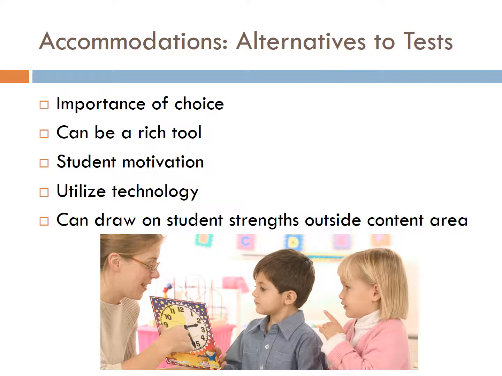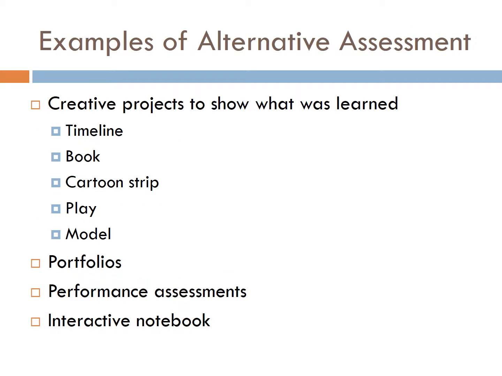It's important to consider alternatives to testing, and the IEP might allow this. So it can be a rich tool, especially for younger students. It can motivate students. There are all kinds of online alternatives to testing that allow for utilization of technology. And you may even offer students 3 different ways to demonstrate mastery and let them choose one. And that becomes very important to allow student choice. Examples of alternative assessment might be timelines, books, cartoon strips, plays, models, really a lot of things.